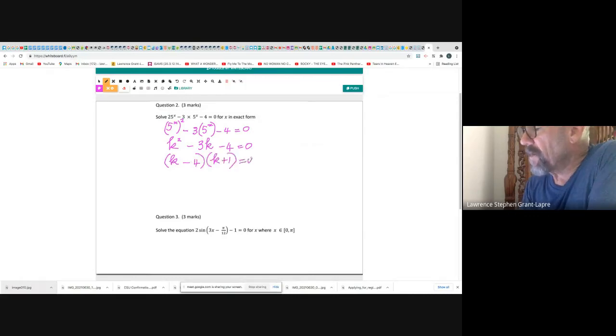And therefore k equals 4, or k equals -1. Now k is 5 to the power of x. So we can say 5 to the power of x equals 4, or 5 to the power of x equals -1. Now this one's not possible, you cannot have a negative number. So this one is possible, x will be the log of 4 to base 5.